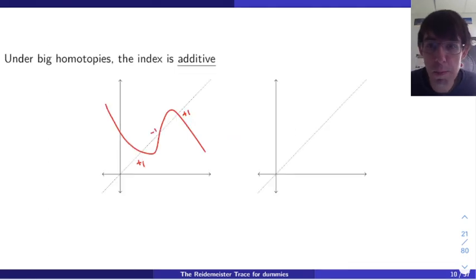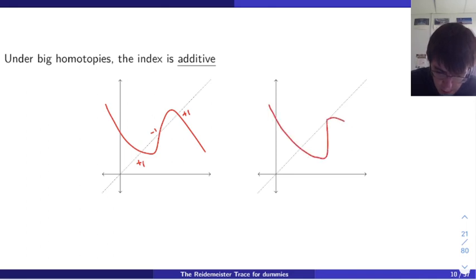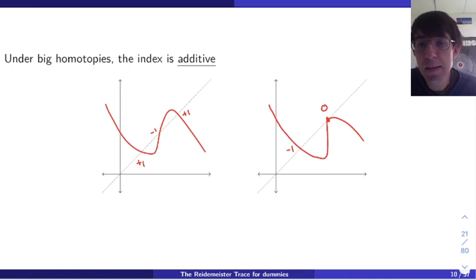What about bigger homotopies? In this case, I could actually move this function so that this lumpy bump comes down past the diagonal. So then it would look something like this. Maybe make it just barely touching. And you will notice a wonderful fact: when you do this, the index is additive.